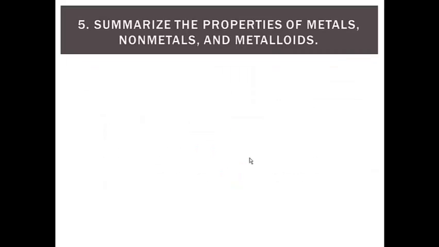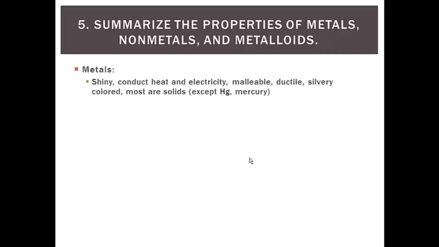Summarize the properties of metals, metalloids, and nonmetals. So metals are, of course, shiny. They are great conductors of heat and electricity. They are malleable, so if I hit one with a hammer, it can bend and not shatter. They are also ductile, which means that I can draw them into a wire. They're usually silvery colored. Exceptions would be gold and copper, and most of them are solids except mercury.